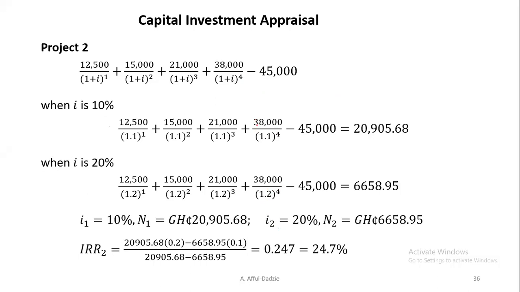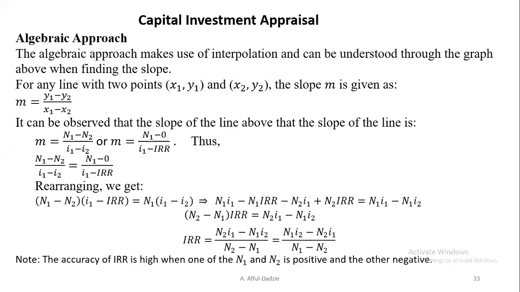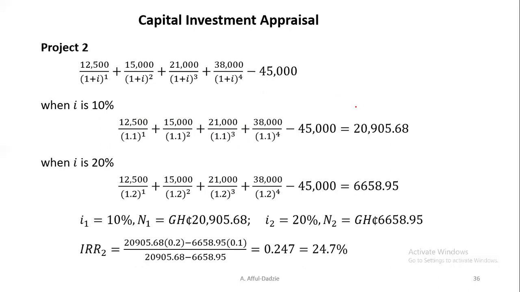So again, we use the original interest rate from the question, which is 10%. You get to pick an arbitrary interest rate, so we pick 20%. So for project two, at 10%, we find the NPV to be this. Then at 20%, we find the NPV to be this.